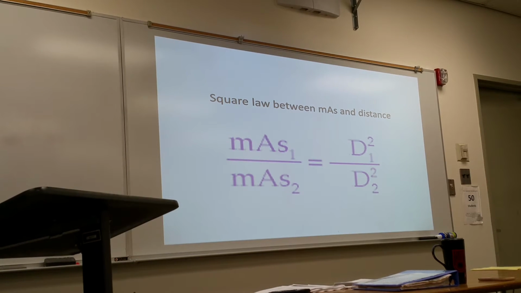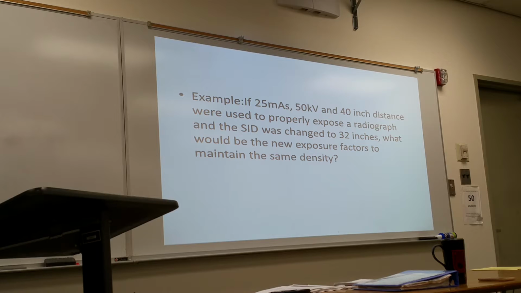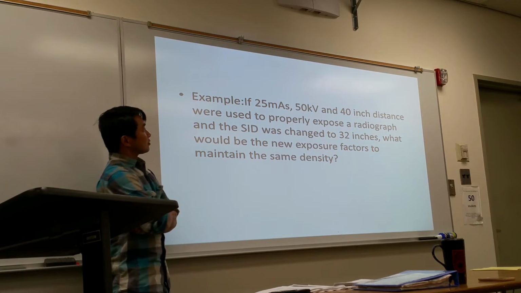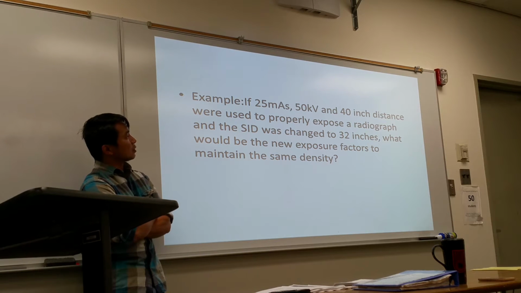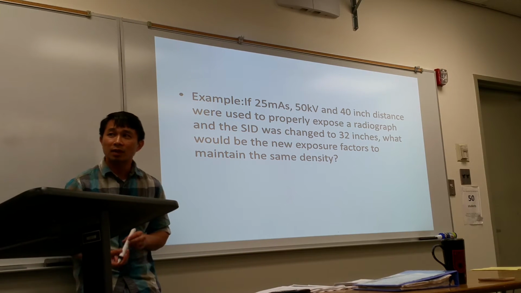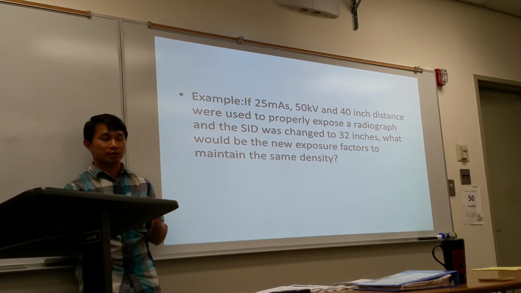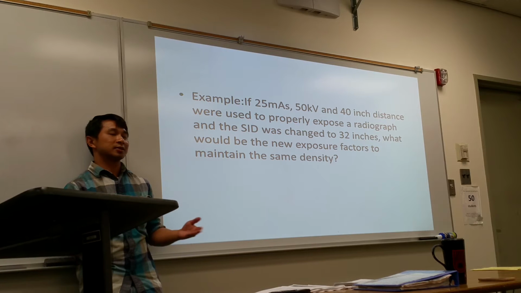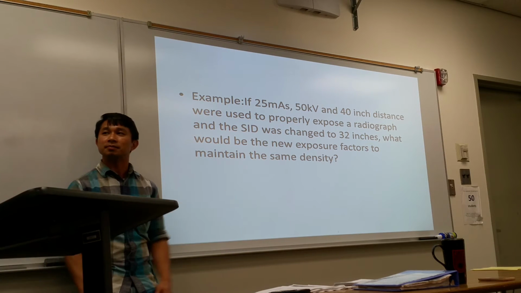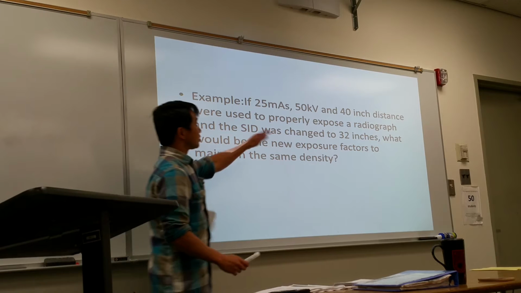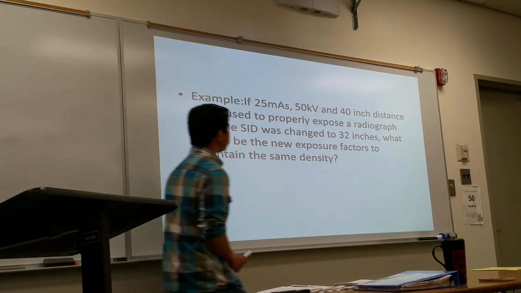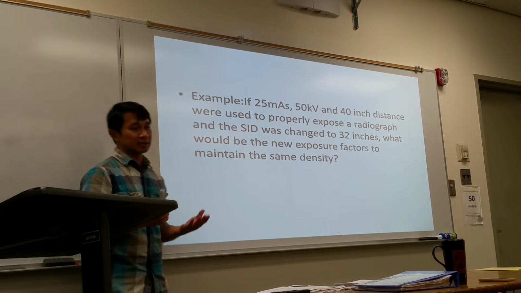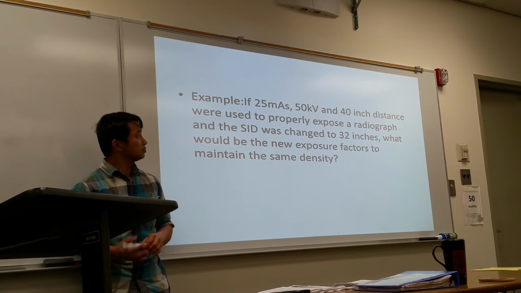Everybody have this? No? All right, let's do an example. Let's say the original setting is as follows: 25 mAs, 50 kV, with a distance of 40 inches. We use this to properly expose a radiograph. That's the right amount of density that you want. But SID, which is source to image distance, just a fancy way of saying distance, is changed from 40 inches to 32 inches. What would the new exposure factor be to maintain the same density, assuming everything's constant?